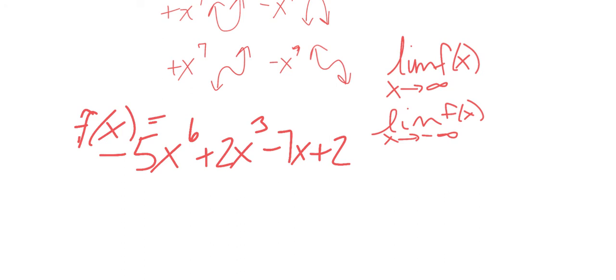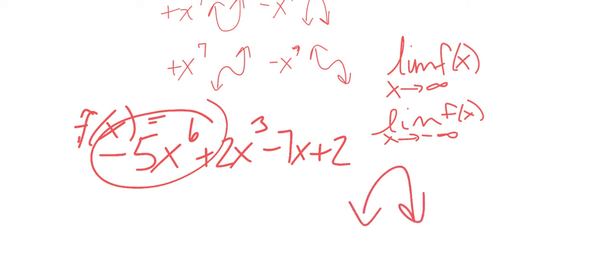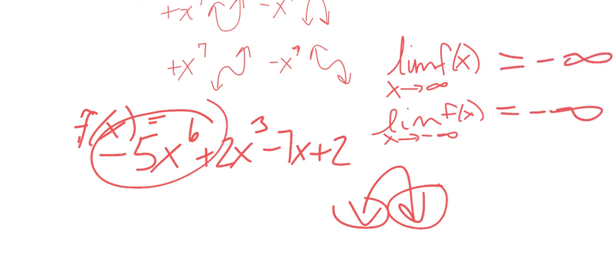If I see that the leading term is negative 5x to the 6th, I know I'm looking at something that's going to end like this. So in both of these cases, the answer would be negative infinity.